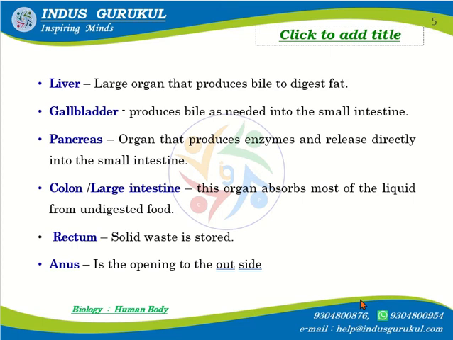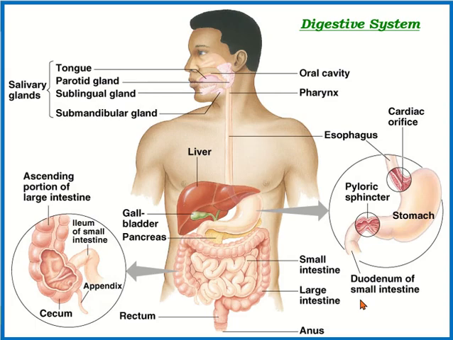Further, from the small intestine, the colon, the large intestine, mostly absorbs the liquid left over from the undigested food. The rectum is where the entire solid waste is stored. And finally, the anus, the opening through which the sphincters let us keep it or make it go outside, the feces. Through this diagram, you can understand the entire detailing of the different glands, organs and sphincters.